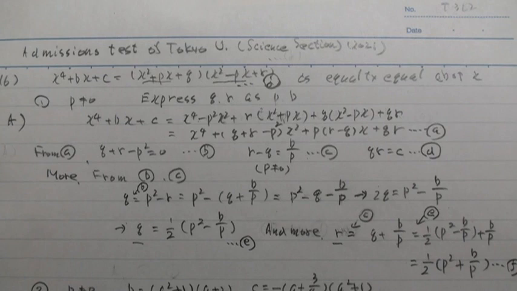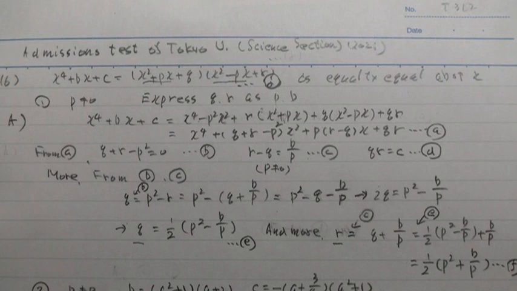Point A: from A, this equation is an identity. Then from A, q + r - p^2 = 0. Point B: p times (r - q) equals b. Then r - q equals b over p, since p is not zero. And qr equals c. Point B, point C, point D.